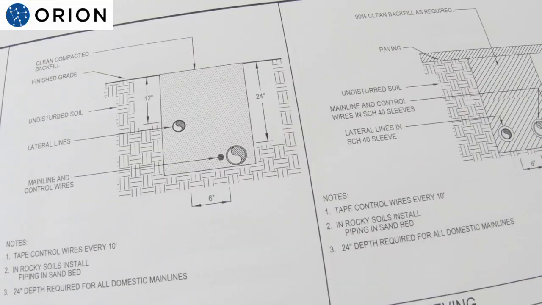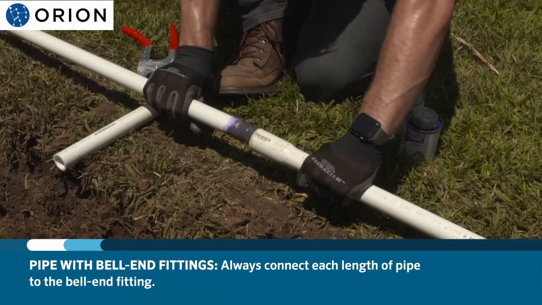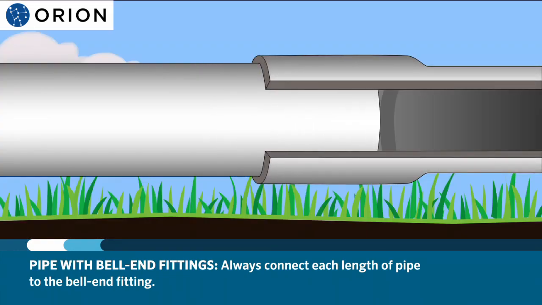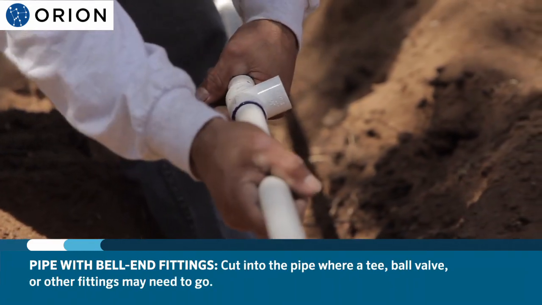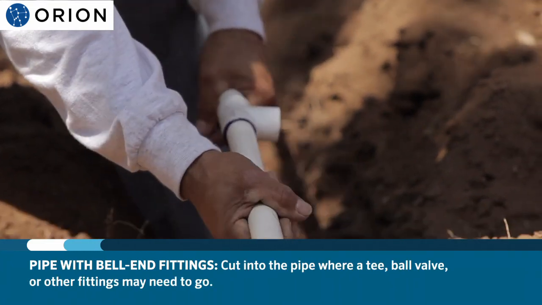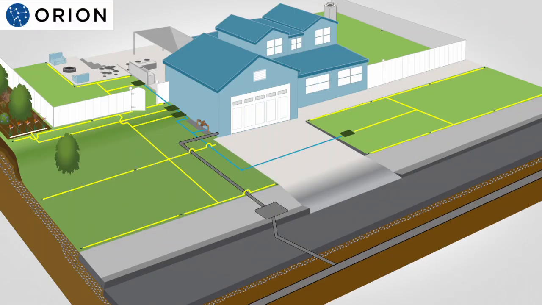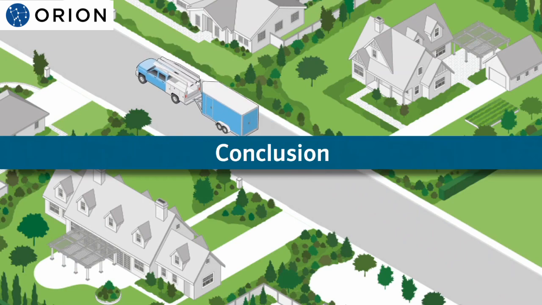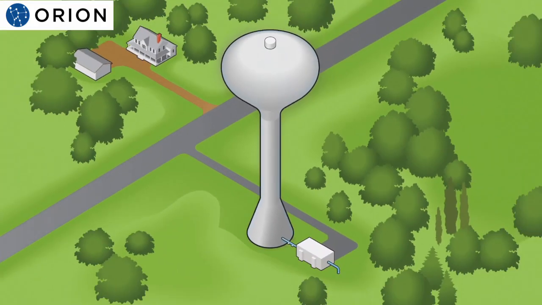The inspector will expect to see all the different types matching the specifications and the detailed drawings on the plans. If you're installing pipe that has bell-end fittings, you should always connect the long end of the pipe to the bell-end fittings and cut the pipe where needed for a tee, ball valve, or other fitting that may need to go in. All piping in the system should be sized to the amount of water that will be passing through it, always maintaining a safe velocity and flow.